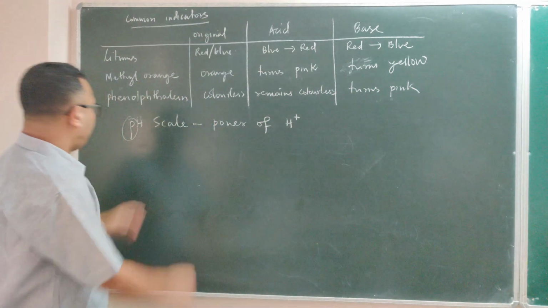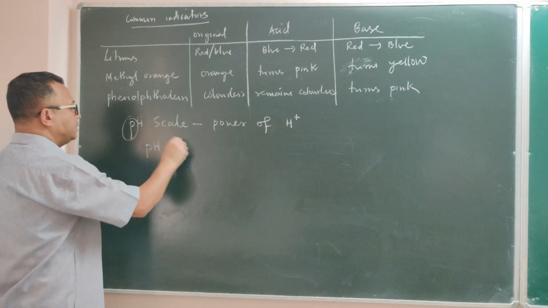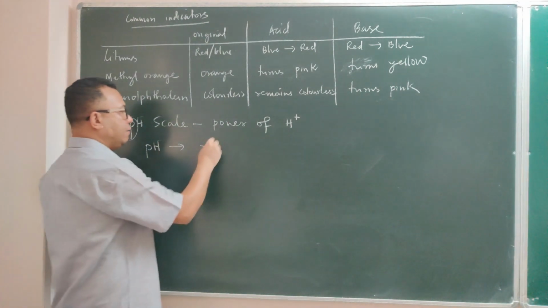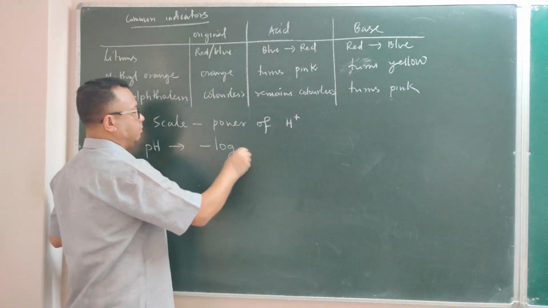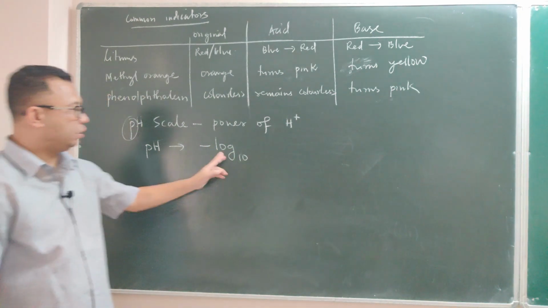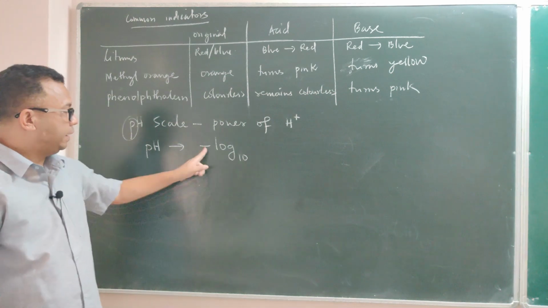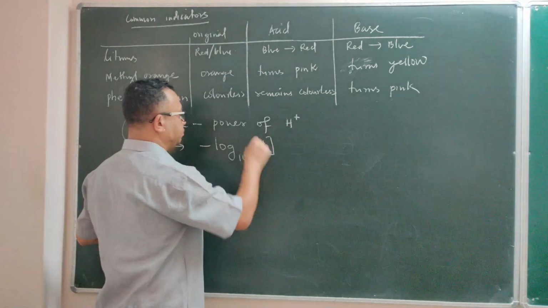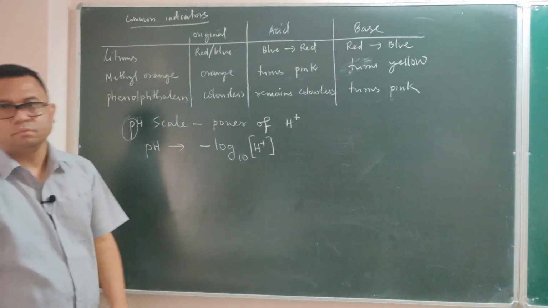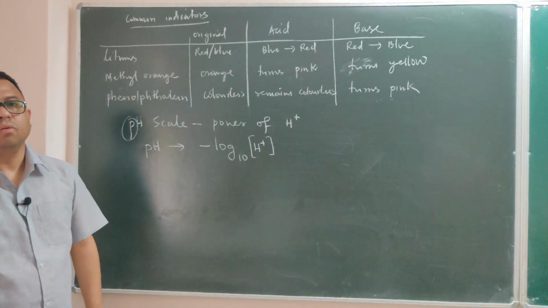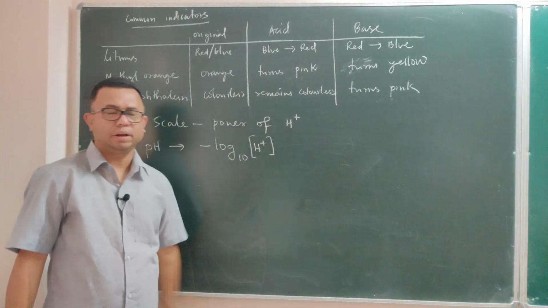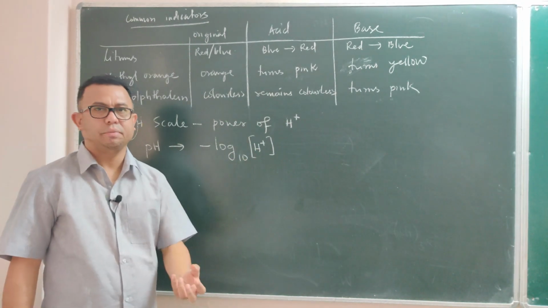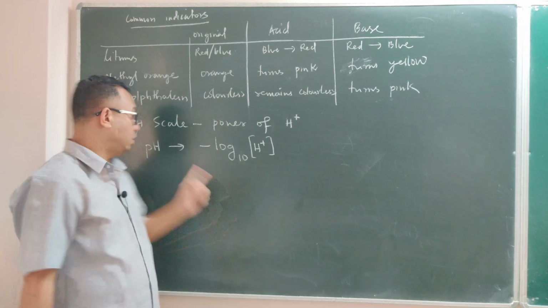Now then, how do you define pH? Now I am defining what pH is. pH is defined as negative log to the base 10. Now you are familiar with log, in class 9 you have seen. Negative log to the base 10 of hydrogen ion concentration taken in 1 mole per liter. So in 1 mole per liter, what is the total hydrogen ion concentration? That very measurement of hydrogen ion concentration is what is called pH.